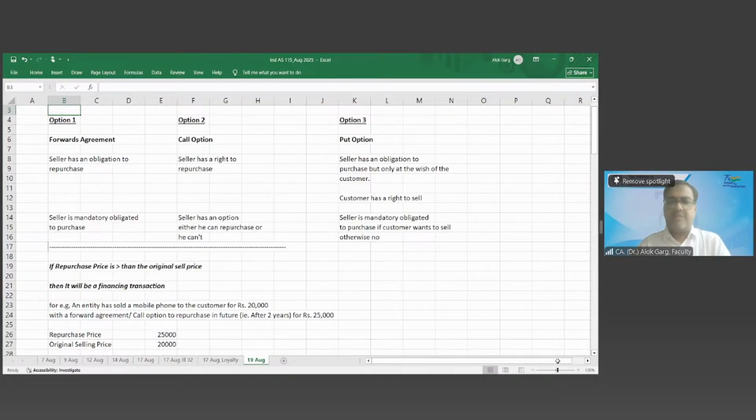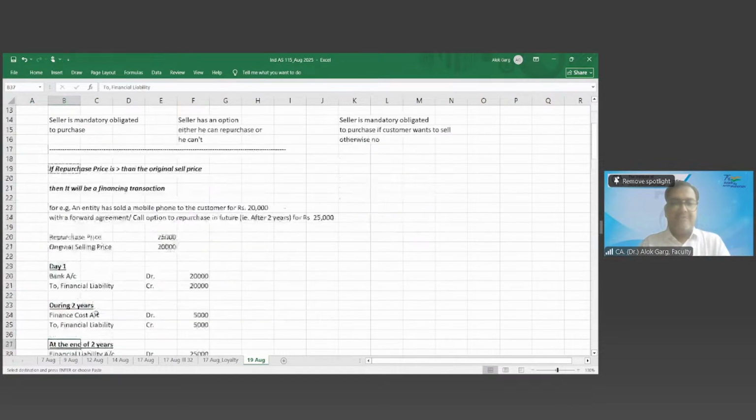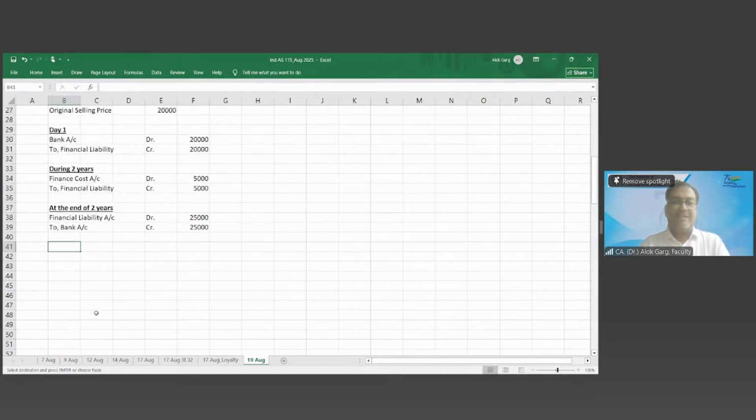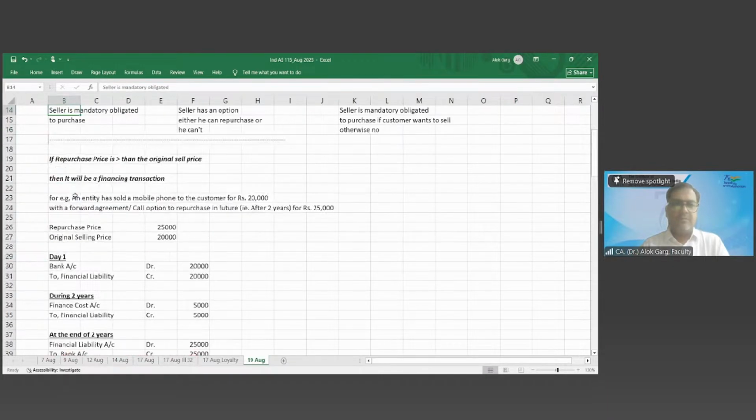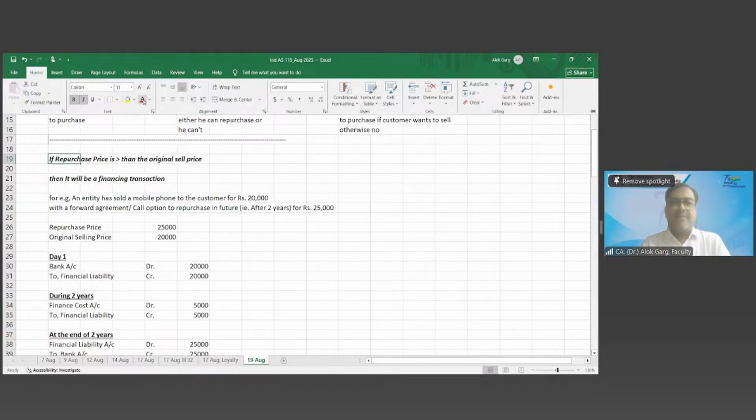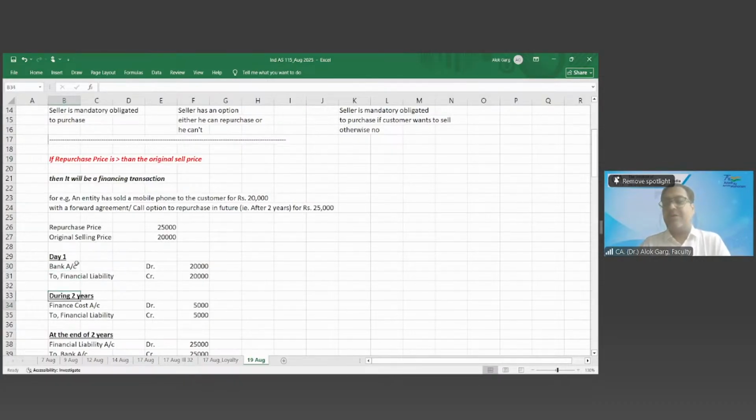Yes. So now what happened? If the repurchase price is lower than the original selling price, then what happened? क्या होगा? Then it will be a sale. If the repurchase price is lower than the original selling price.